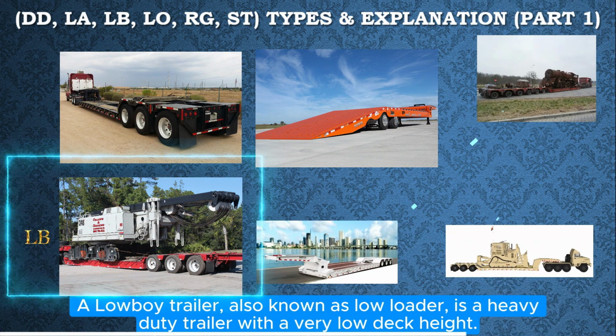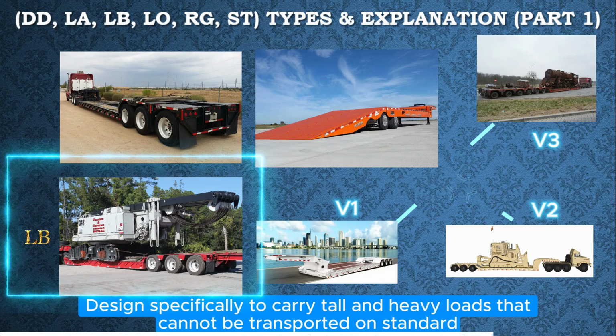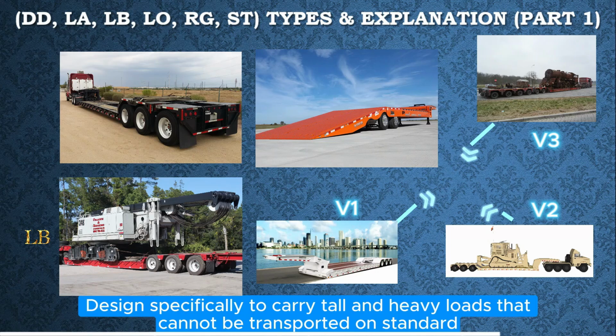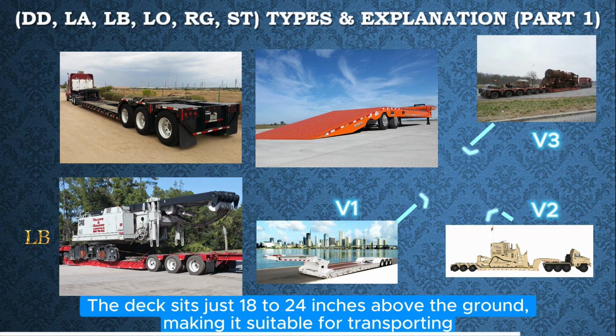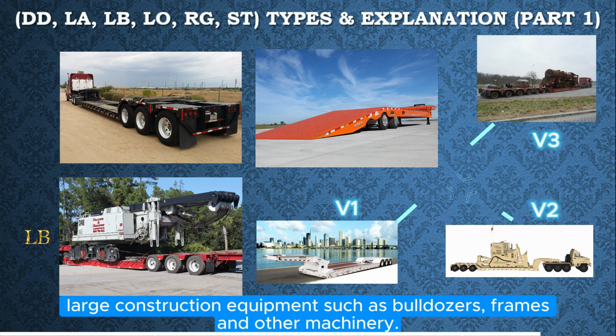A lowboy trailer, also known as low loader, is a heavy-duty trailer with a very low deck height, designed specifically to carry tall and heavy loads that cannot be transported on standard flatbeds due to height restrictions. The deck sits just 18 to 24 inches above the ground, making it suitable for transporting large construction equipment such as bulldozers, cranes, and other machinery.